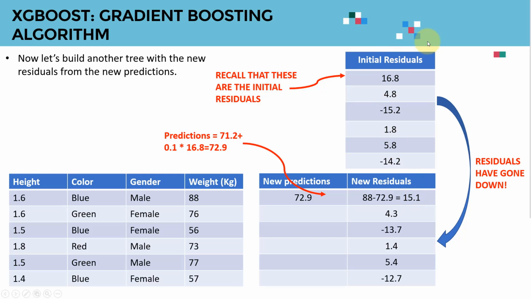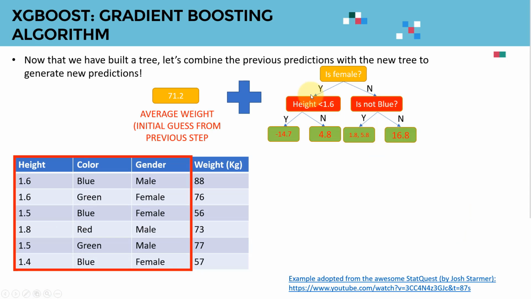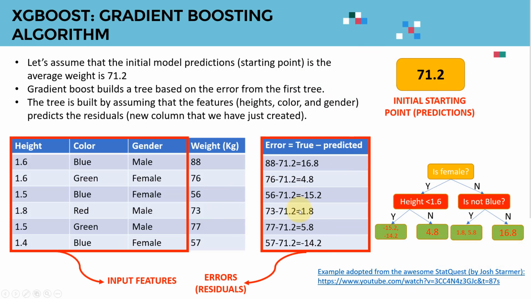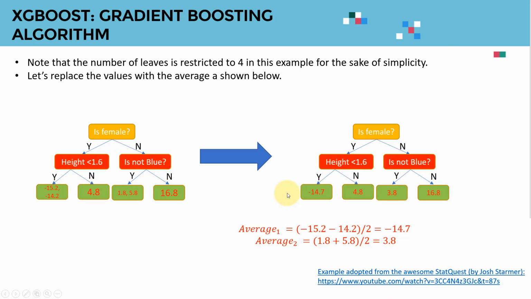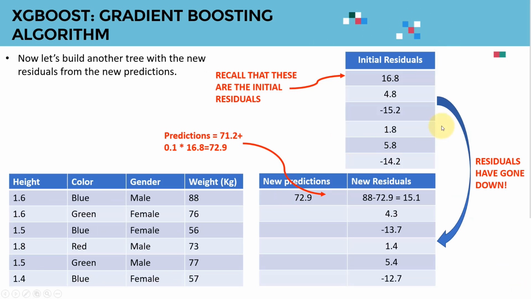Now I have the initial residuals. These are the initial values from the average. If you guys remember, these are what we got here before. These are the values we had initially based on the fixed prediction value of 71.2, so we call these the initial residuals. And now I'm actually calculating new residuals. That's what I have here.